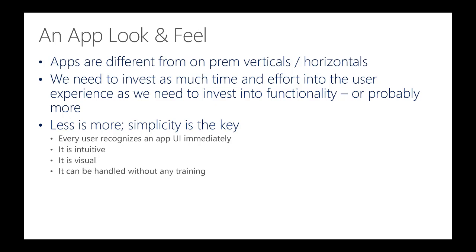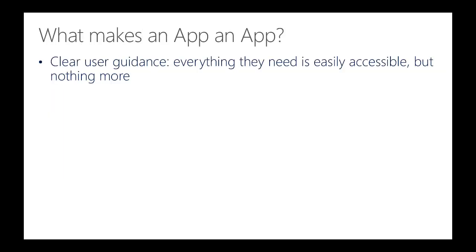Less is more. Simplicity is the key. Users recognize an app UI immediately. It's intuitive, it's visual, it can be handled without any training. You know that you're in an app environment instead of an on-prem ERP system because the user experience is much simpler. So what makes an app an app? There's clear user guidance. Everything they need is easily accessible, but nothing more. So the key is not only to present features in the app that are easy to understand and give the user the ability to start using it without extensive training, but you also don't confuse them with things that they won't use.